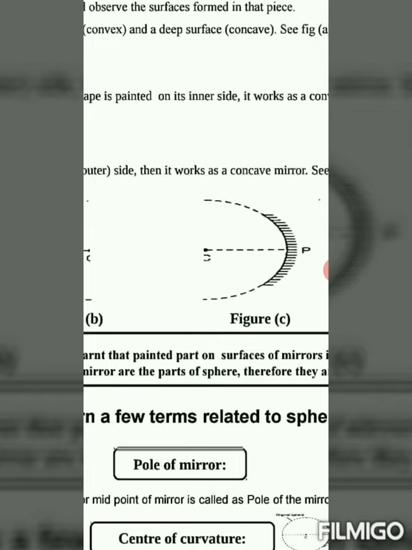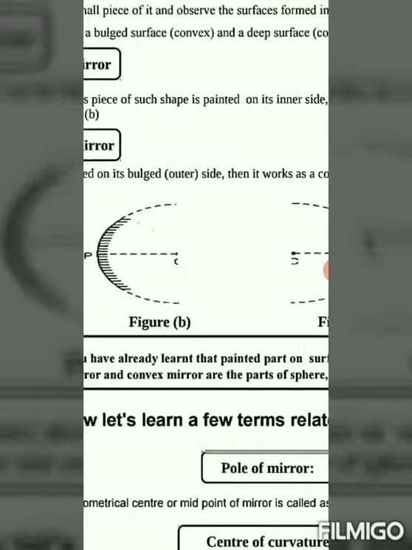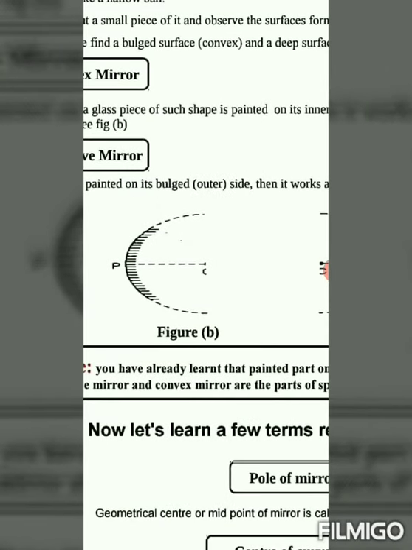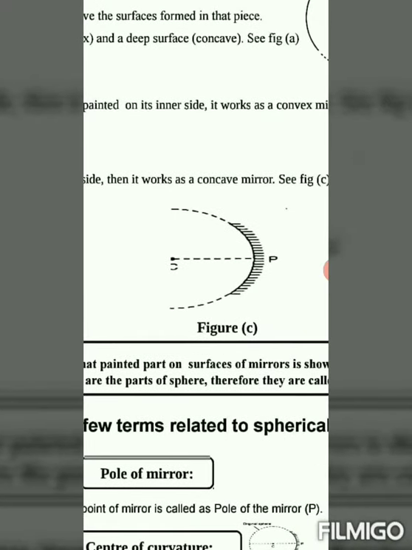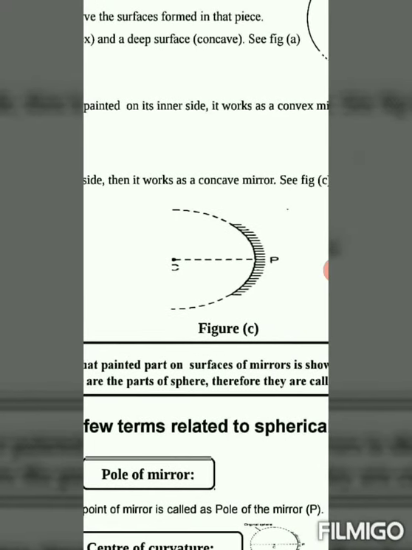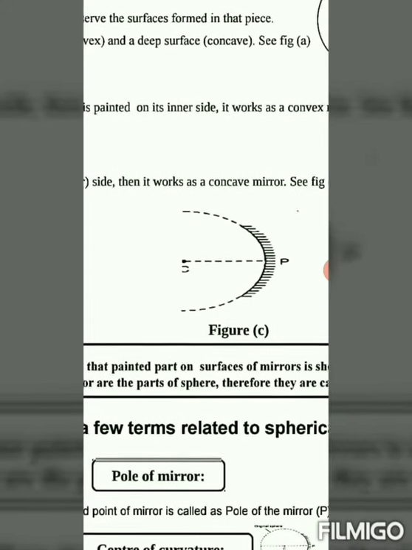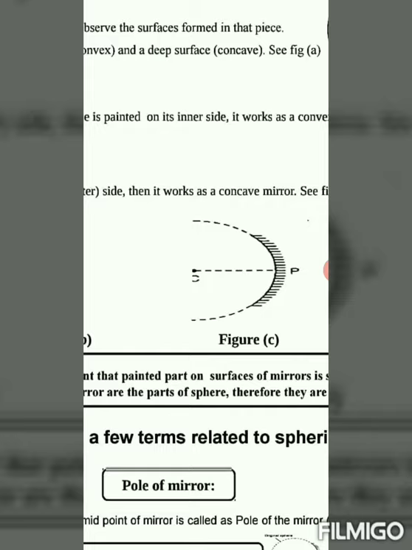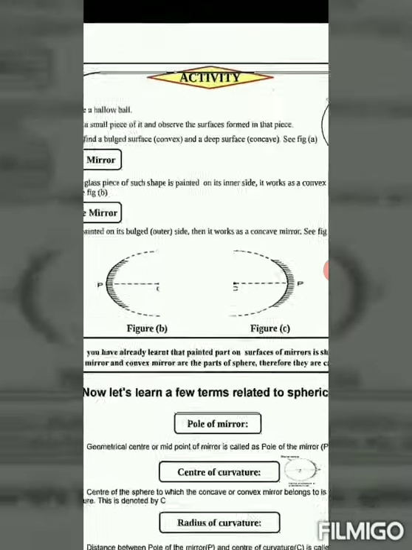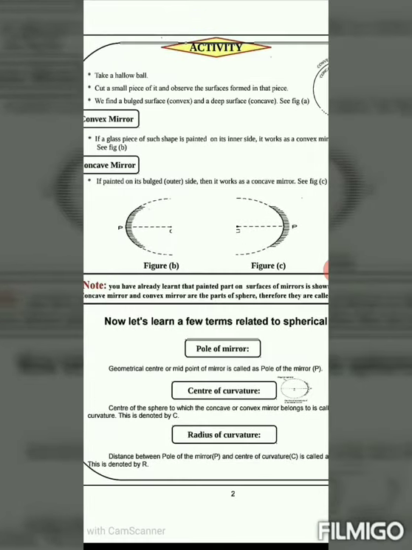In case of a convex mirror, the reflected surface is bulging outward. In a concave mirror, the reflected surface is inward. So there is no need to get confused. Simply remember one thing, and automatically the opposite of that is the second one. Children, so this is about the first thing.